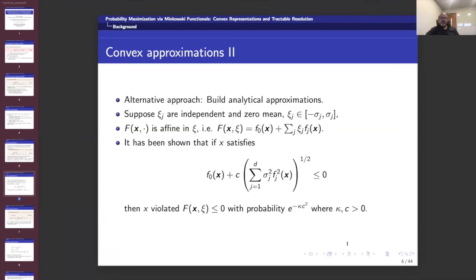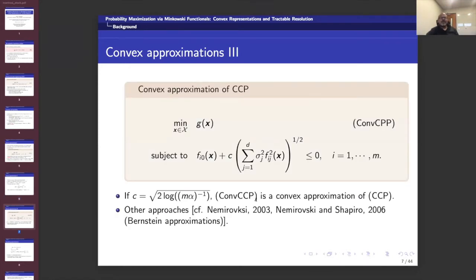The alternative approach has been forwarded in terms of building analytical approximations. So suppose psi j are independent and zero mean, F of x is affine, and psi is defined in this particular fashion. You can actually get some understanding of the violation probabilities. And this has motivated this idea of a convex approximation of CCP. What that does is it basically replaces the chance constraint by an inner approximation.